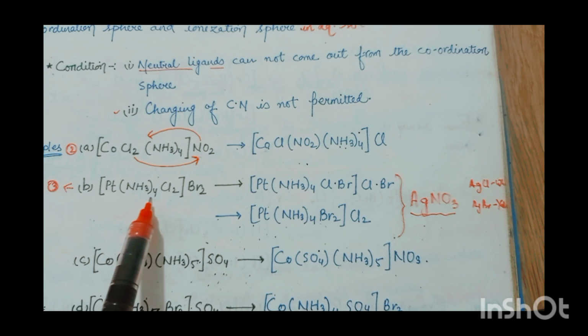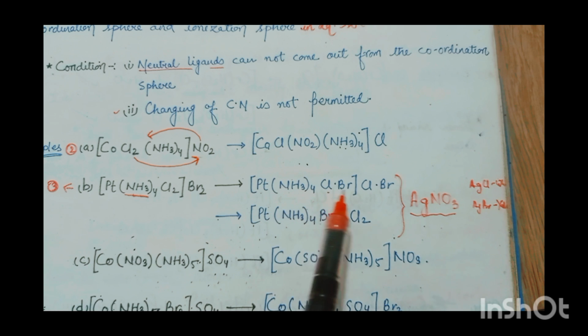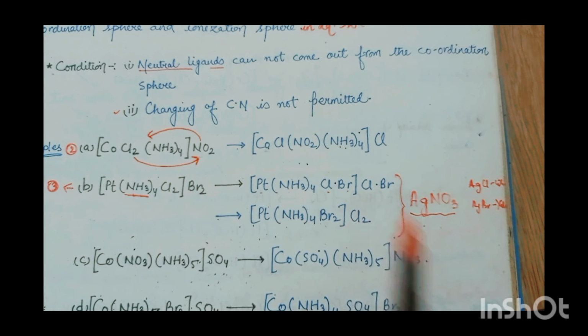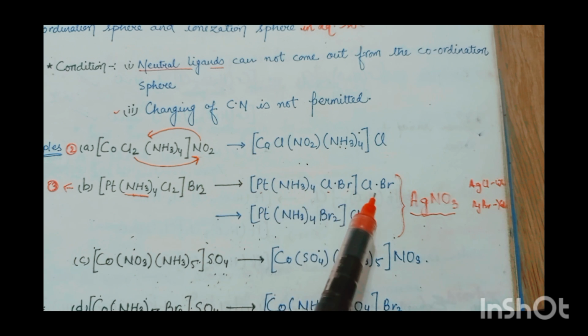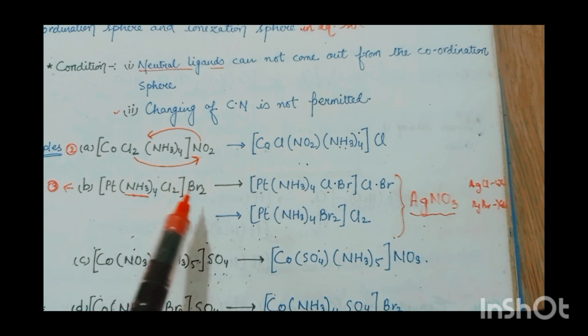Similarly, [Pt(NH3)2Cl2]Br2 is the same. We cannot exchange NH3 here again because it is a neutral ligand. Now what can we do? In [Pt(NH3)2ClBr], we are exchanging one Cl outside, and as a result we have to take one Br inside. After that we get this, with Cl and Br outside. It means different ions are produced. Only charged ions can be exchanged without changing the coordination number. Another type of ionization isomer is possible by changing both Br inside and both Cl outside.